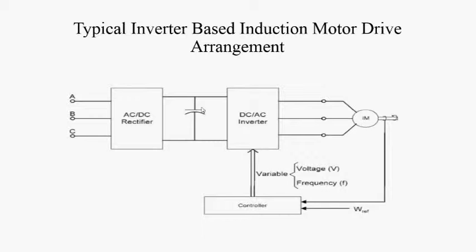At the output of the inverter we have an induction motor connected. So by changing the amplitude and the frequency of the reference wave, we can easily change the output voltage and the frequency, and by that we can control the speed of the induction motor easily using an inverter.